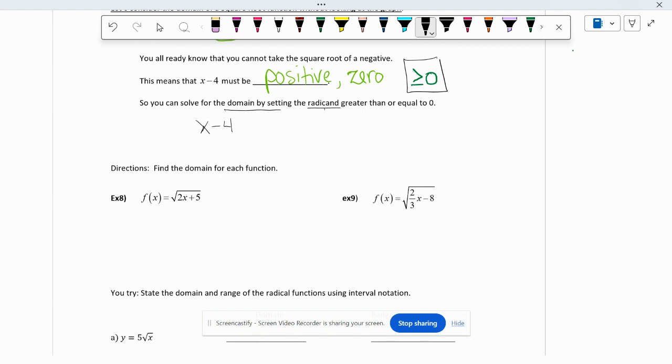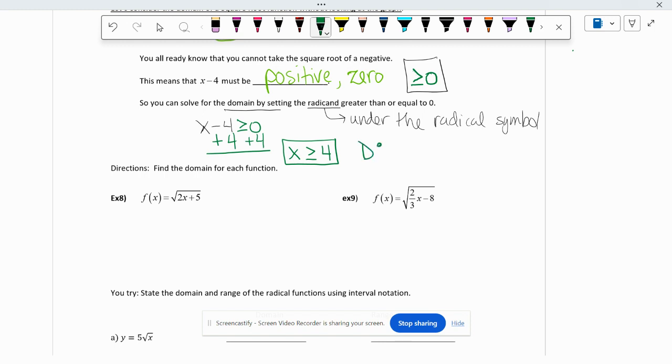And that word radicand, that just means the stuff that's under the radical symbol. That's what the radicand is. Okay. So you say that it's got to be greater than or equal to 0. And then you solve it. So if I were to solve this inequality, I would add 4 to both sides. And that means that x, my domain, has to be greater than or equal to 0. This is my domain. My domain, x is greater than or equal to 4. I think I said 0. X is greater than or equal to 4. And if I want to write it in interval notation, 4, comma, positive infinity.